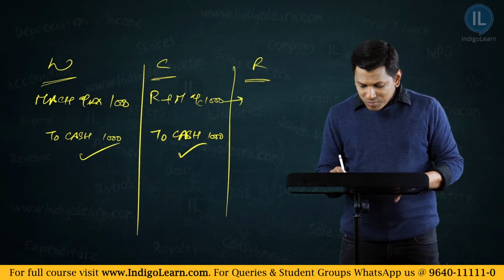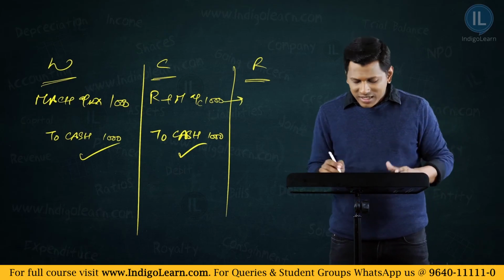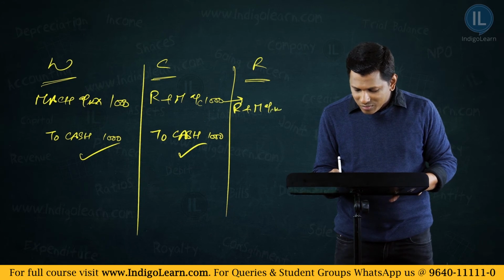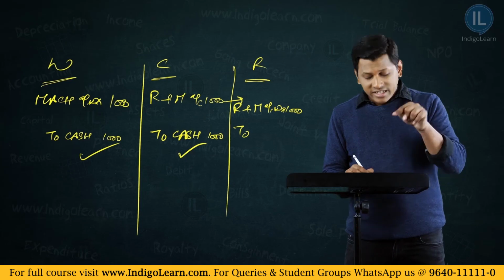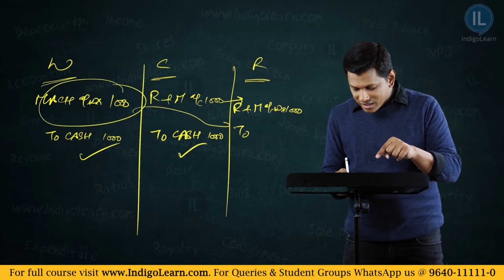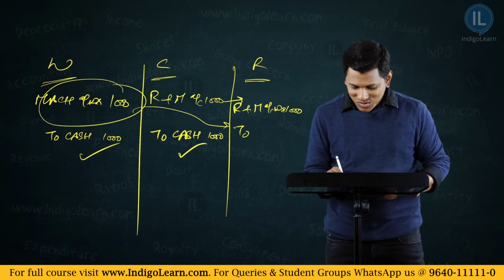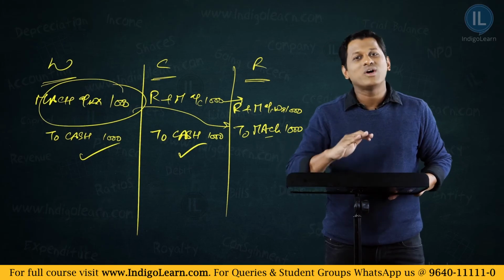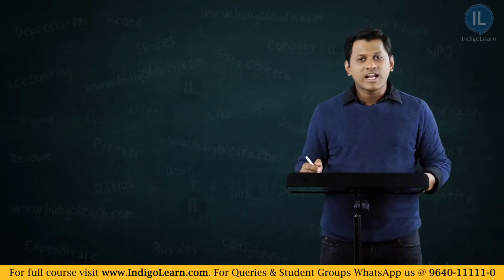Now this should be debited. No, that is not done. It should be done. So repairs and maintenance account debited 1000, and whatever was wrongly debited will now be reversed. So to machinery 1000. That's it. So this is how that rectification happens. Now let's take another one.